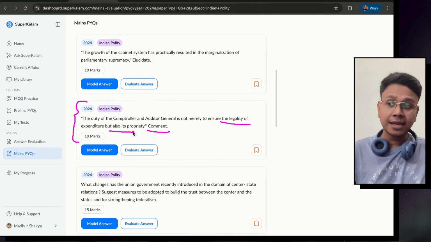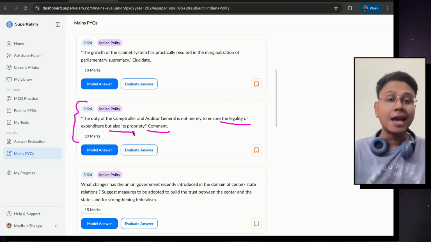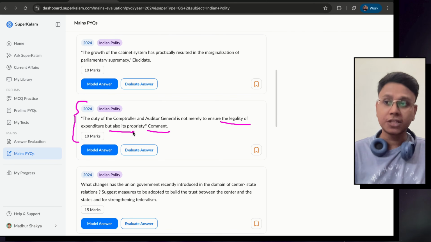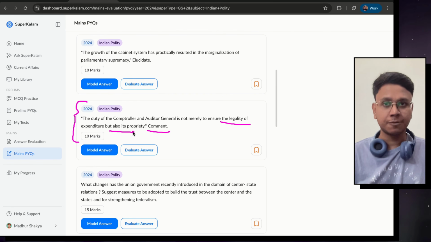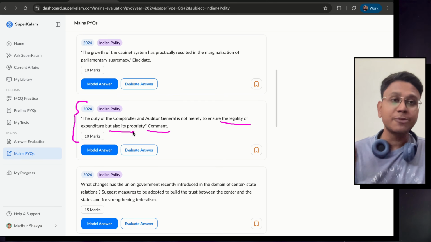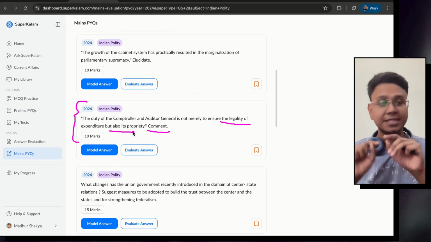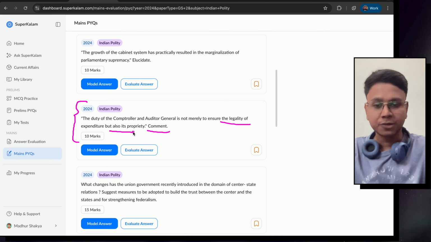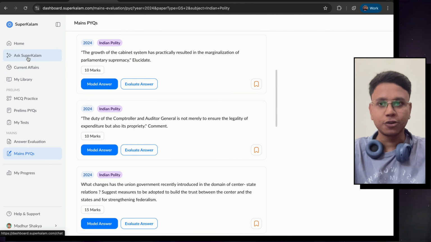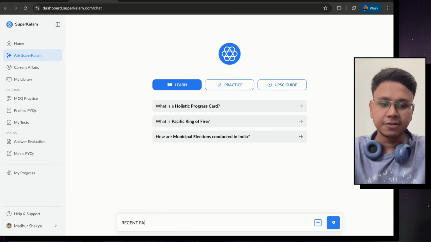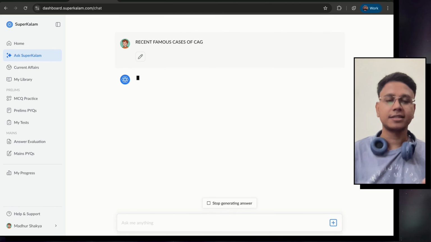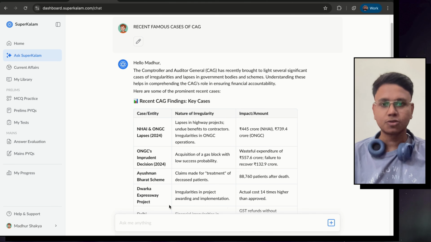For example, in the 2G spectrum case, CAG highlighted the performance lapses, because of which this issue was highlighted in the public domain. In the same way, you can give the Commonwealth example. You can even give a lot of examples from recent times. Now if you don't know examples from recent times, I have the solution for you. You can ask SuperKalam. Recent famous cases of CAG, something like this I will write. See, it has given so many good points.